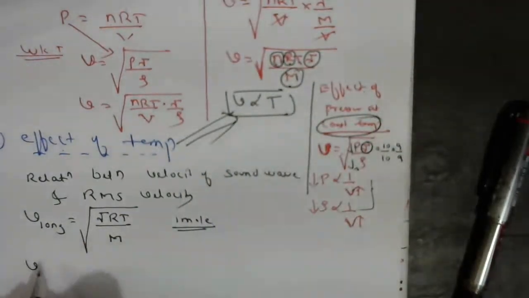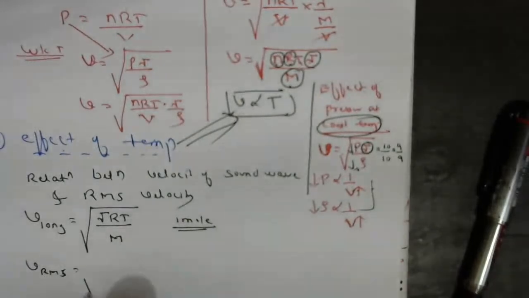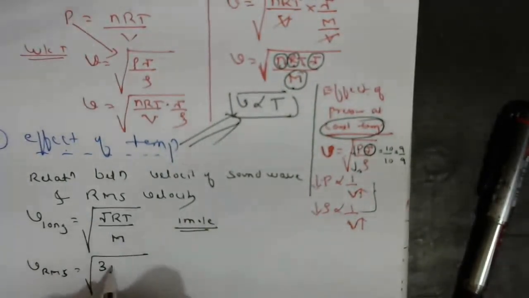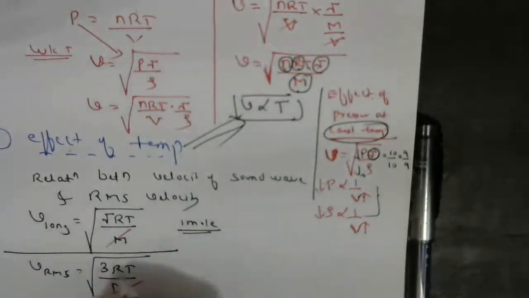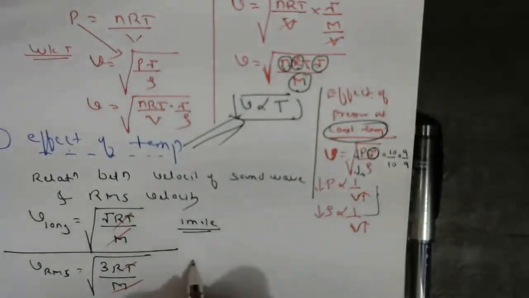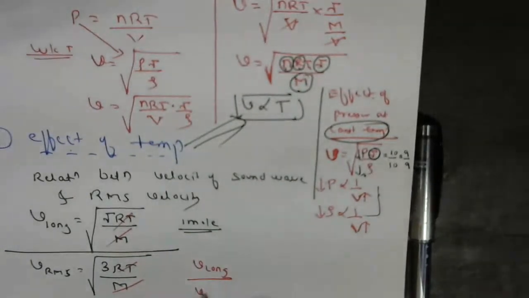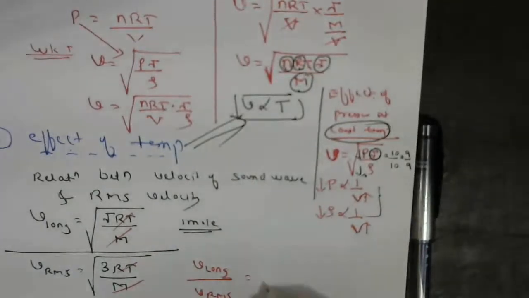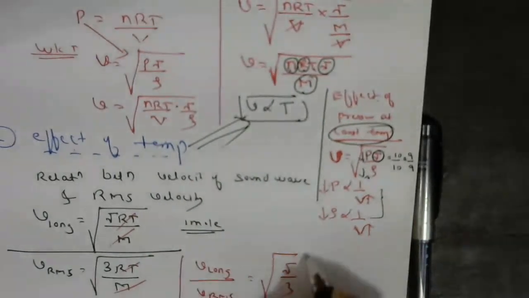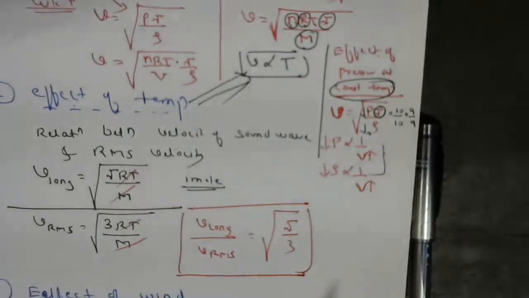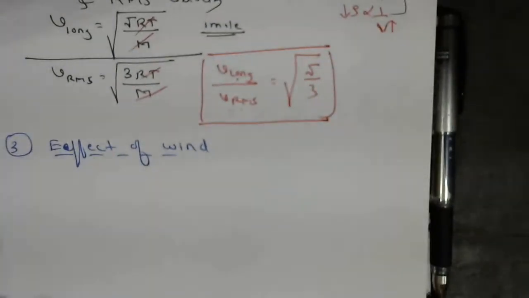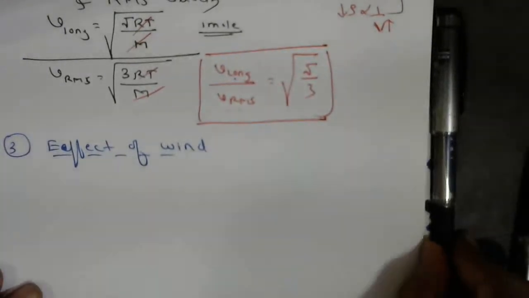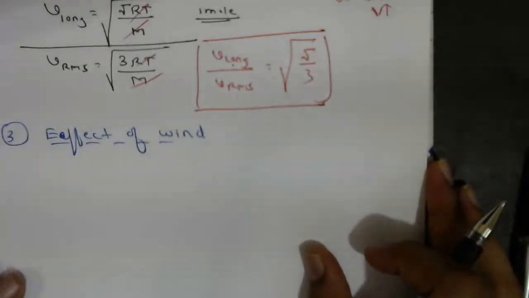This is for the longitudinal wave. We know RMS in case of kinetic theory of gases, we derived this: square root of 3RT by M, correct? If you divide both, M gets cancelled, RT gets cancelled. We can say that V longitudinal divided by V RMS is equal to square root of gamma by 3. This is the relation between sound wave and root mean square velocity of that gas molecule.